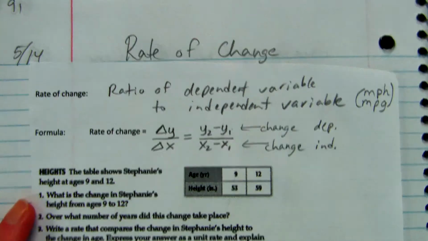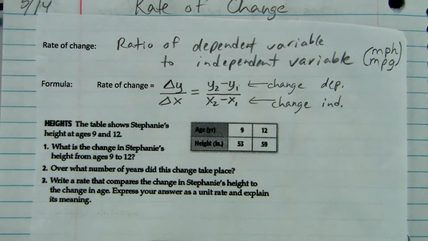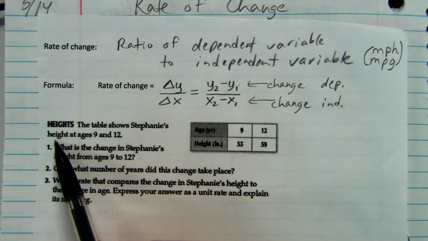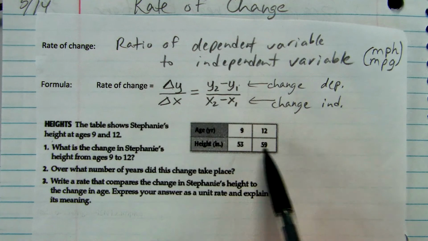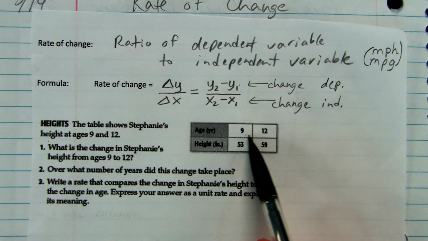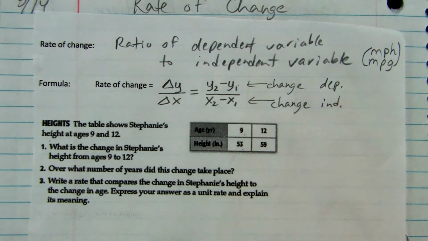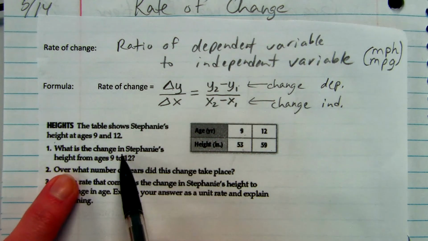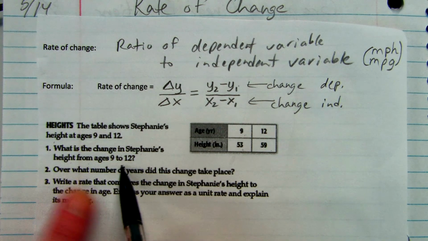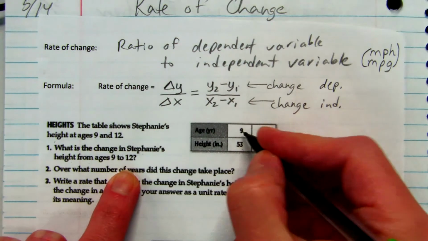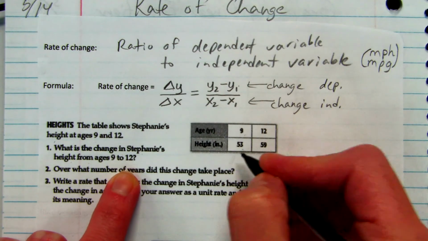So let's look at an example. So this says heights. The table shows Stephanie's height at ages 9 and 12. Now, she was 10 and 11 in the middle of this, but they only recorded 9 and 12 for whatever reason. And so they're wanting us to figure out what is the change in Stephanie's height from ages 9 to 12. Okay, so her age from 9 to 12, we're looking at the changes in height.